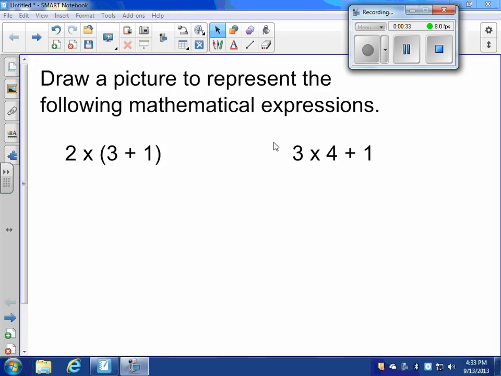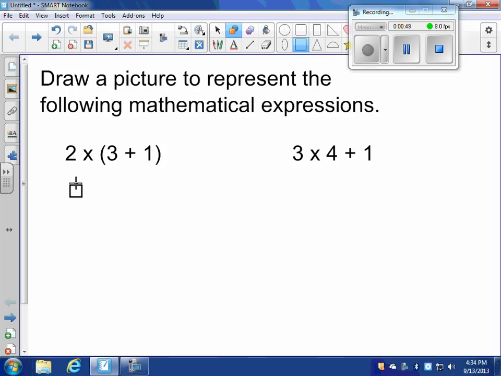Anyway, here we go. So first, draw a picture to represent the following mathematical expressions. So go ahead and press pause and give it a try. All right, so if I were going to draw 2 times the sum of 3 plus 1, I'm just going to grab some shapes from up here to make this go faster.